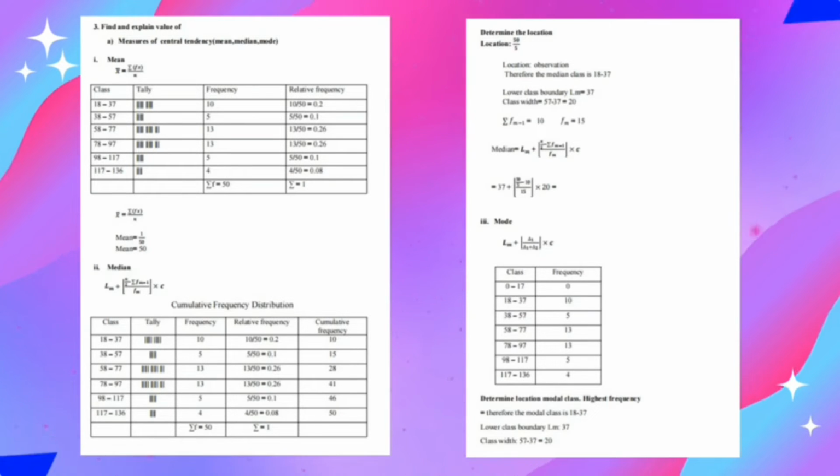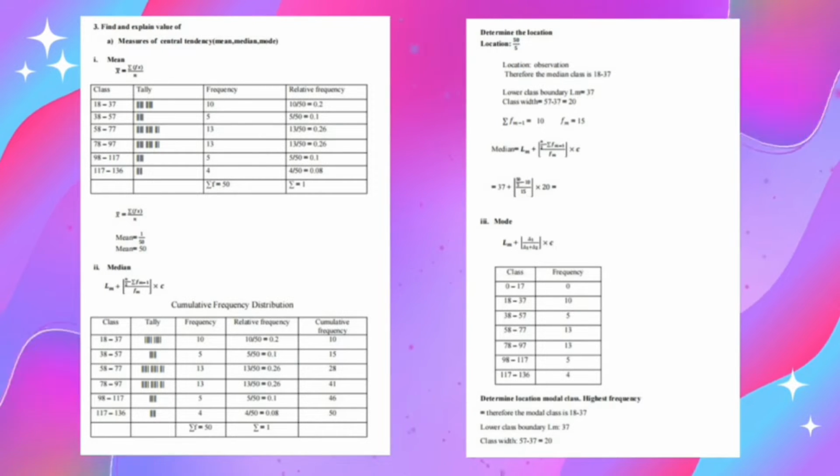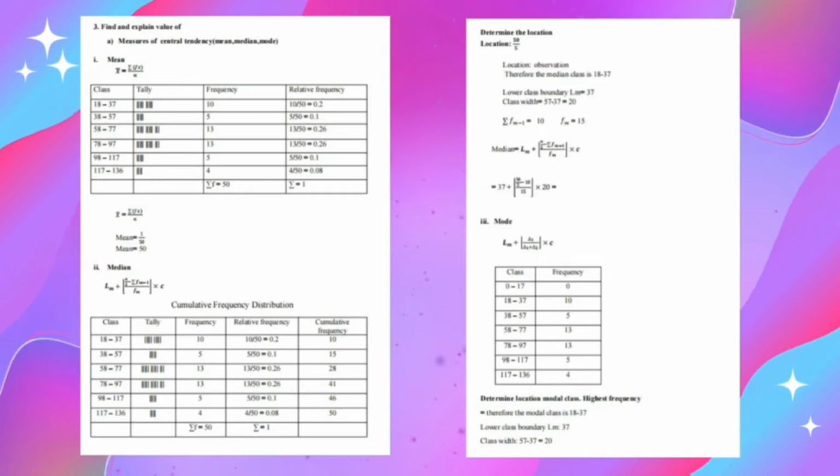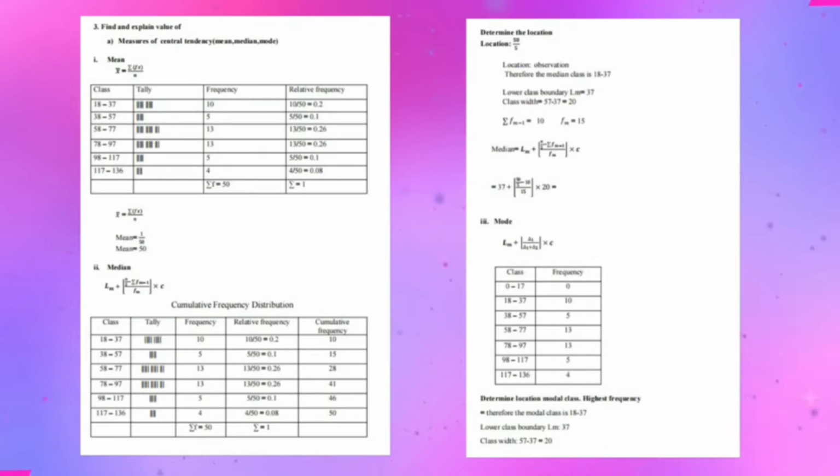And the second is the median. The median is the same as the mean, but this part uses cumulative frequency from 10 to 50. Determine the location, which is 50 divided by 5, and the location is the observation. Therefore, the median class is 18 to 37, the lower class boundary is 37, and the class width is 57 to 37, and the total is 20.